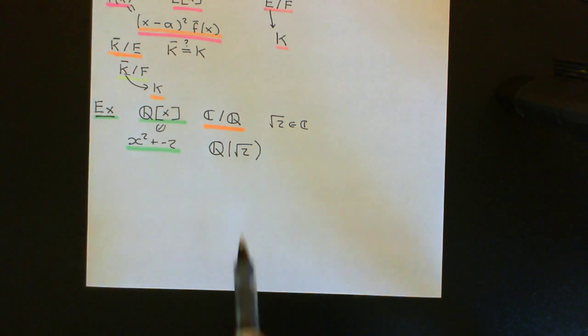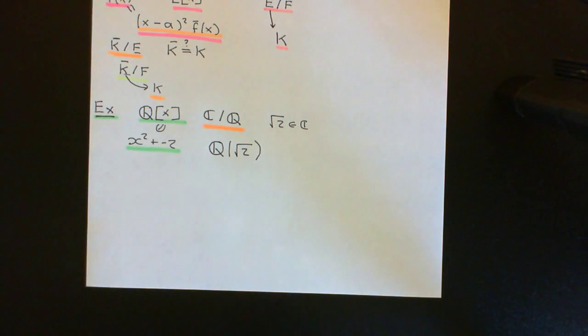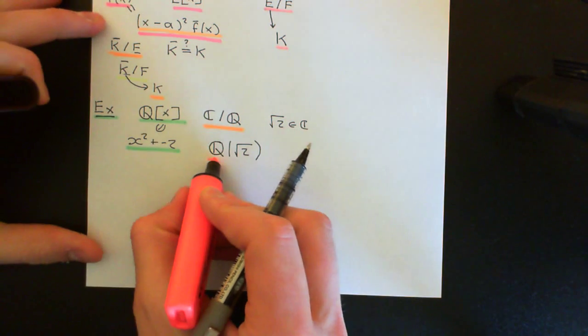Because we know that if we have a field extension with a solution in, then this is going to split down. Okay, so let's do this. Right, so let's try and generate this.